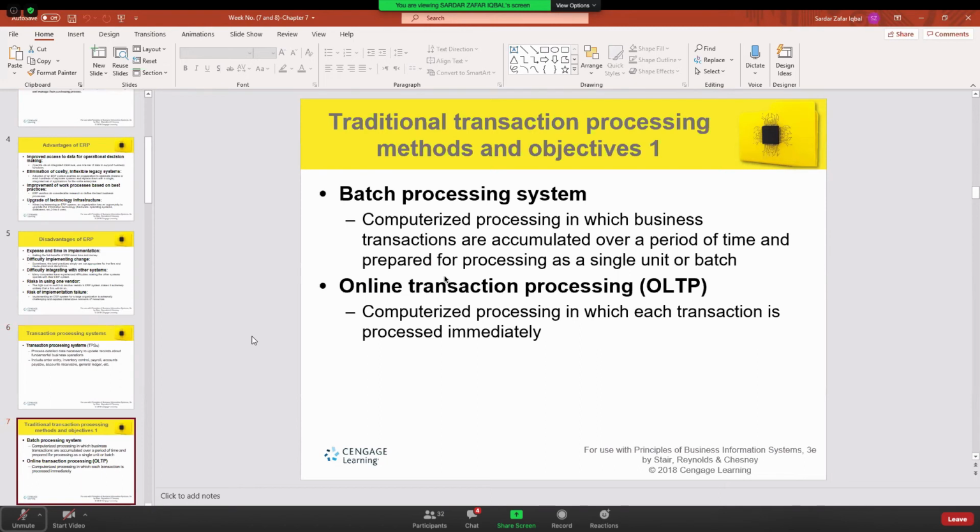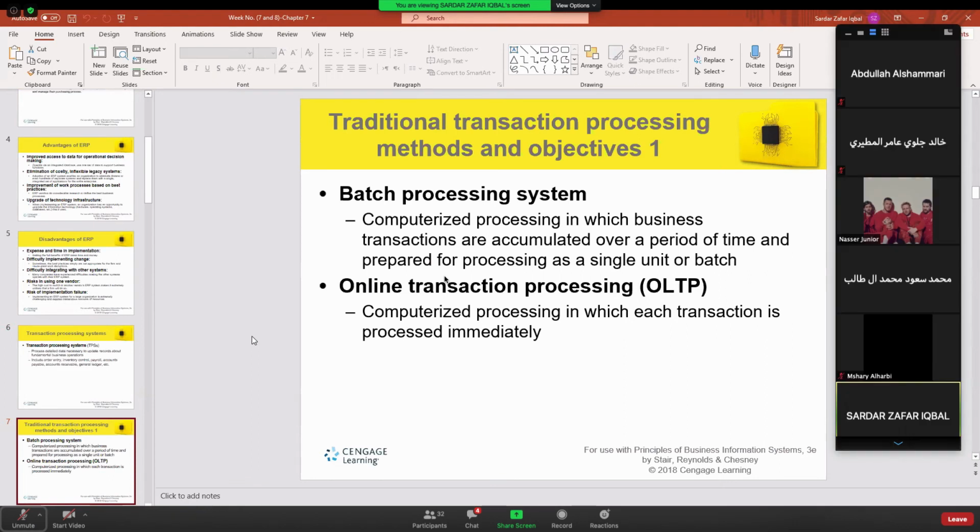Clear. So online transaction processing, we discussed this, I guess, in a couple of lectures before. Everything is going to be online. Your transaction processing, you do online shopping, your receipts, your data management. Everything is online. So it is computerized processing in which each transaction is processed immediately, like PayPal. You pay PayPal immediately. It is a technology, OLTP actually. So most organizations are using these kinds of things.